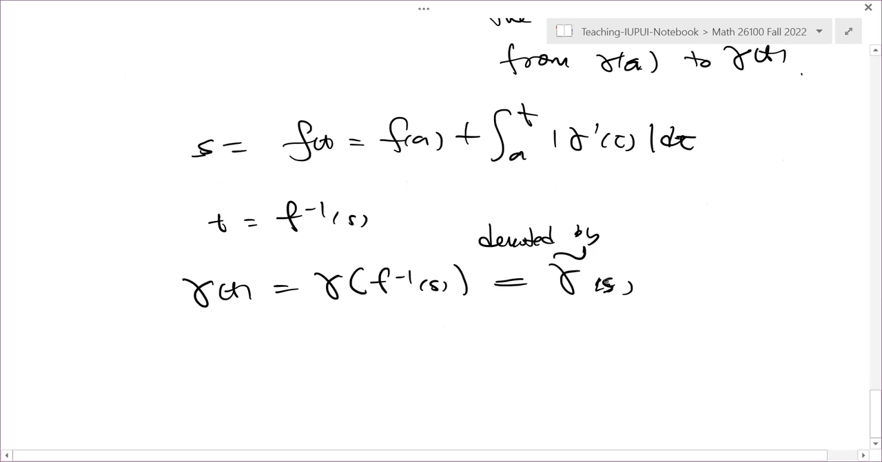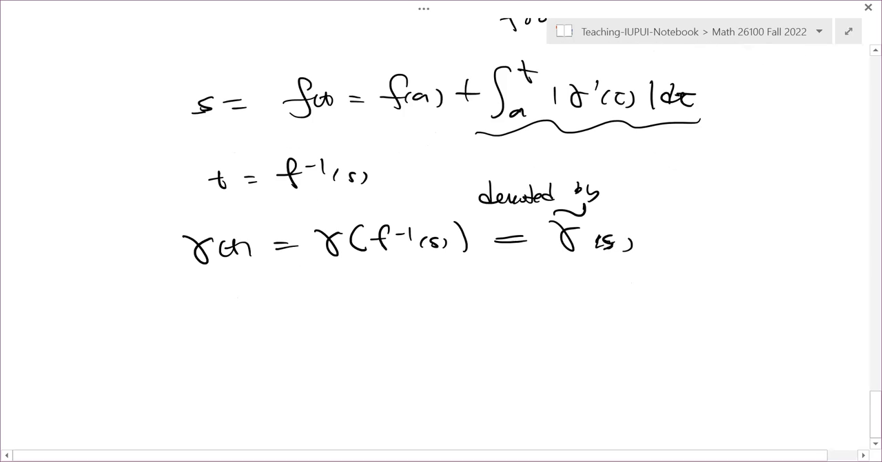But that depends on whether you are able to evaluate this integral. So let's take a look at the example we did. Let's go back to the example, okay? Gamma t equals, a little bit more general, a cosine t, a sine t, and bt, okay?